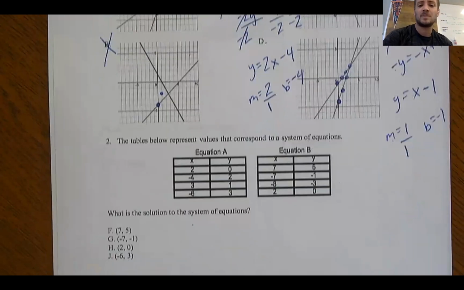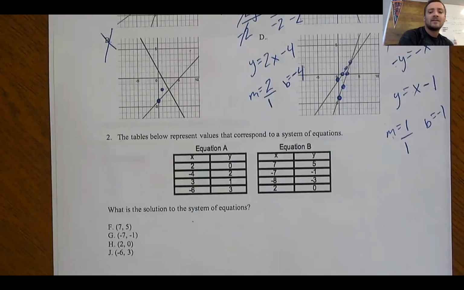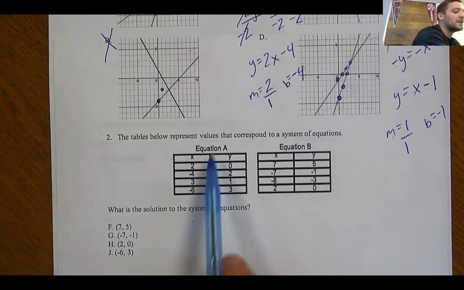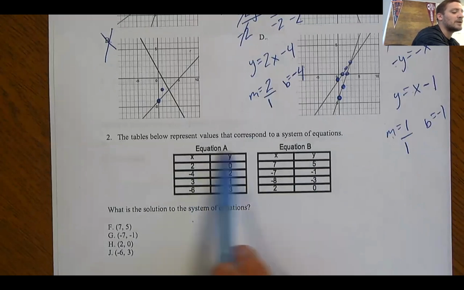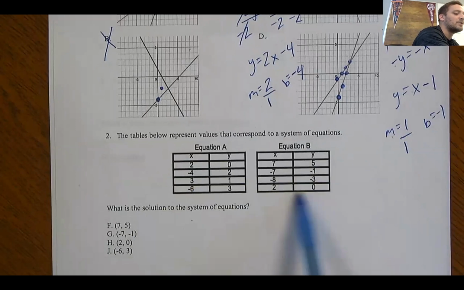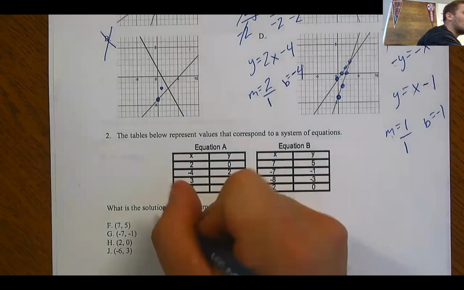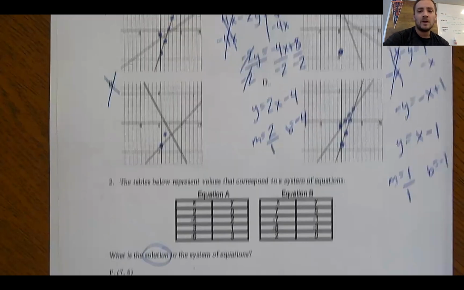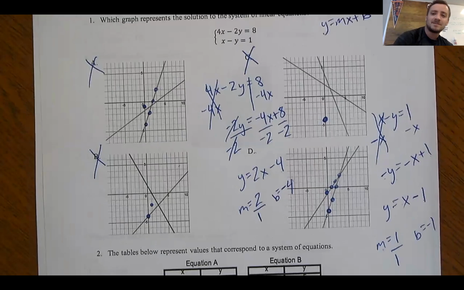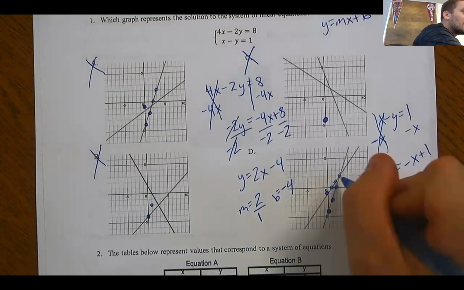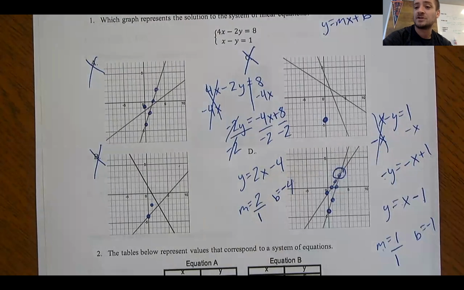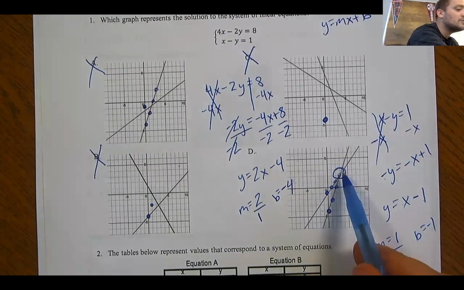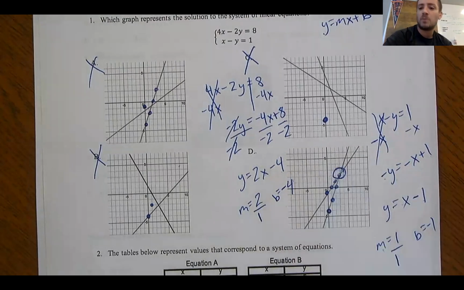Question 2. This is a special question. So we have two different equations. This is the table for equation A, and this is the table for equation B. And we want to know where the solution is to the system. So I'm actually going to take you back to question number 1. Remember, the solution to a system of equations is where your two equations intersect. It's where your two lines share a point.